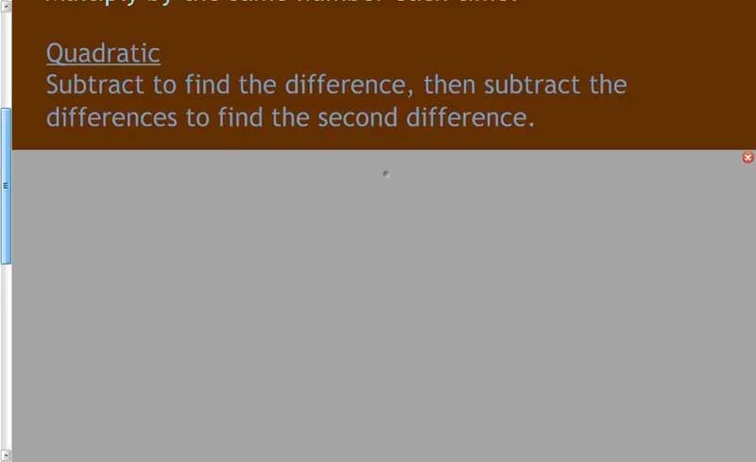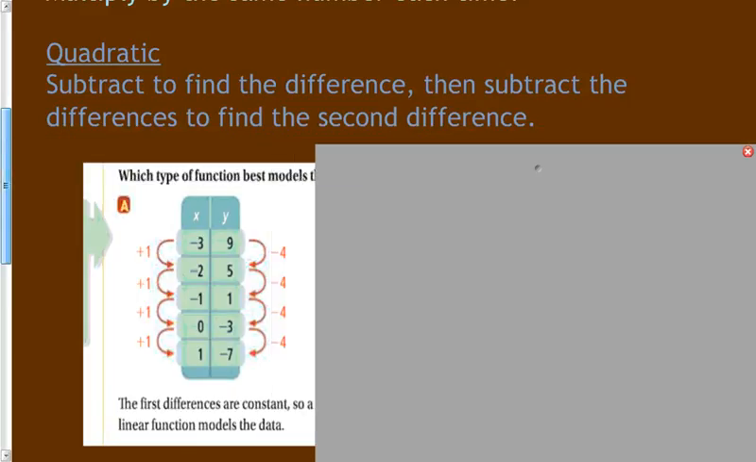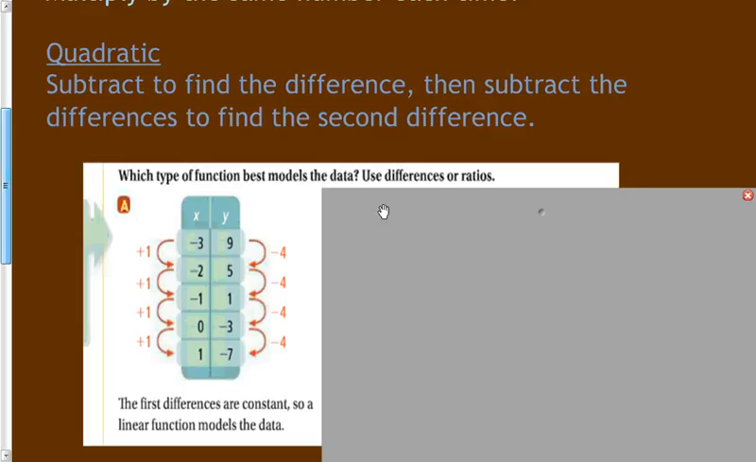All right, so this first example A: what type of function best models the data? Use differences or ratios. If you look at this, the x's go up by 1 every time, and the y's go down by 4 every time. So that means it has a constant rate of change. It is a linear function.